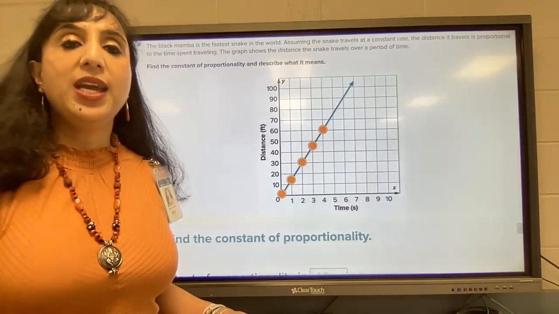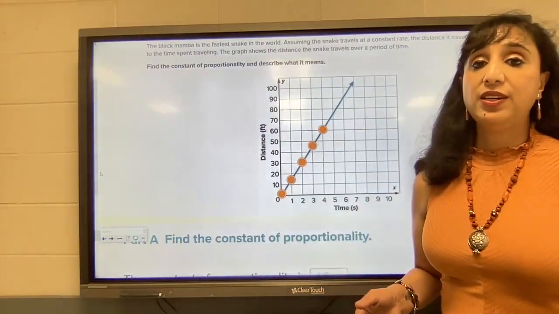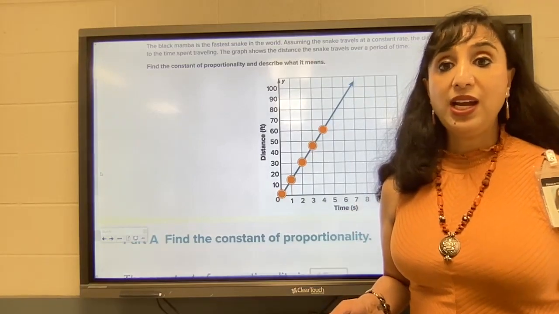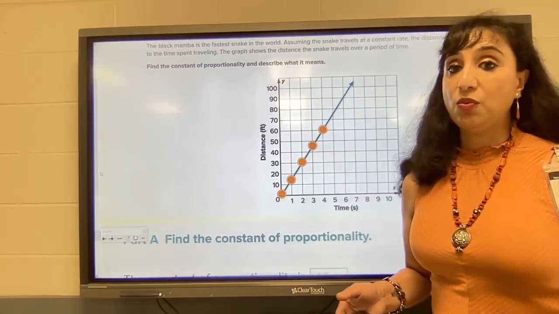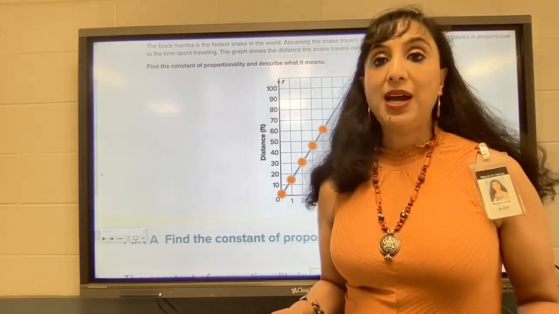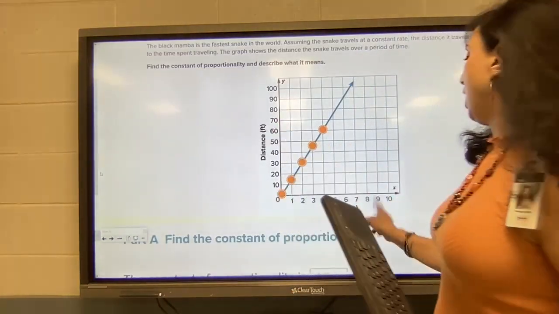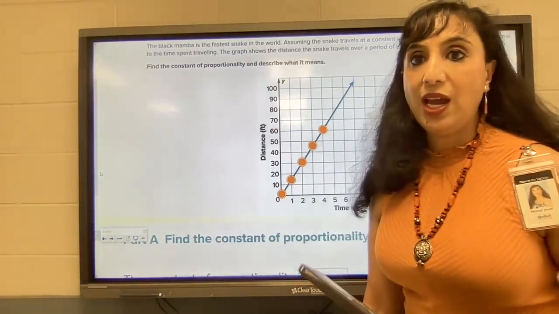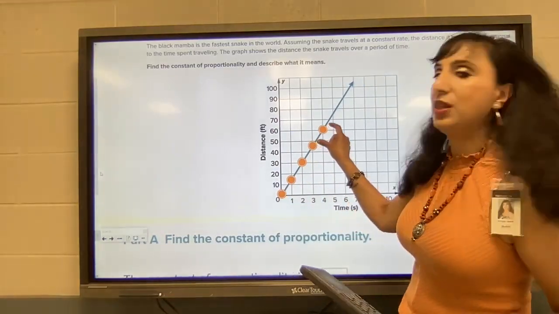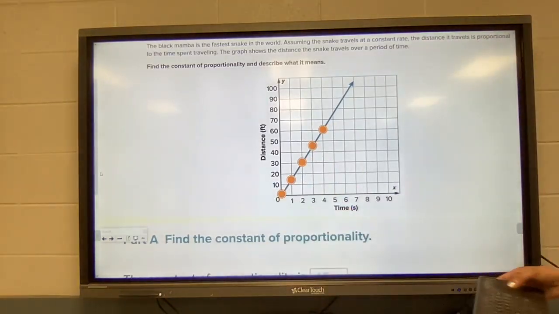In simplest form, if I divide 15 by 1, it's already in simplest form. I divide 30 by 2, I get 15 over 1. I divide 45 by 3, I again get 15 over 1. If I do 60 by 4, I get 15 over 1. So my unit rate is 15 feet over 1 second. And my constant of proportionality, the gap between the y coordinates, is 15 feet.